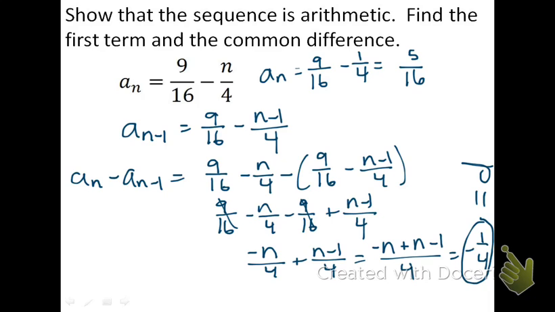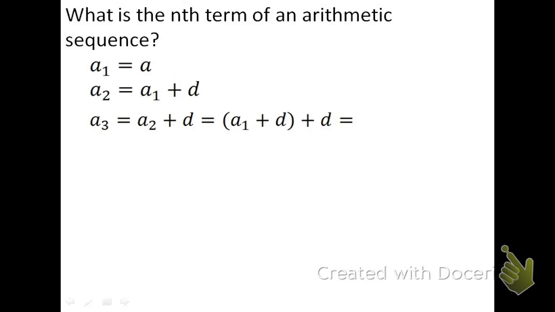Okay, so that's how we can show that a sequence is arithmetic, and we can find the common difference. Now, what about a general formula for the nth term of an arithmetic sequence? So let's look at this here. We have a sub 1 is a, we'll just call it a, and then we add d, or a common difference, each time to get to the next term.